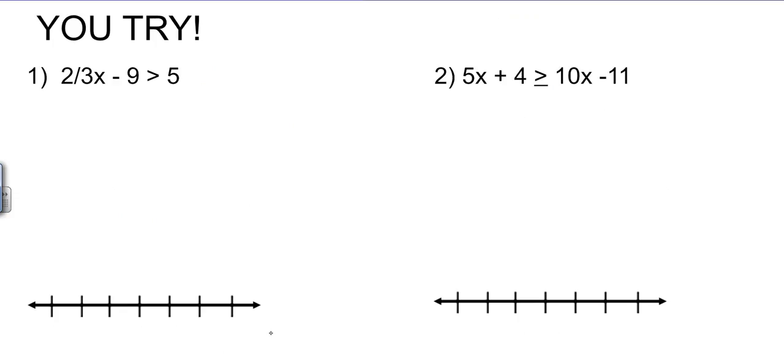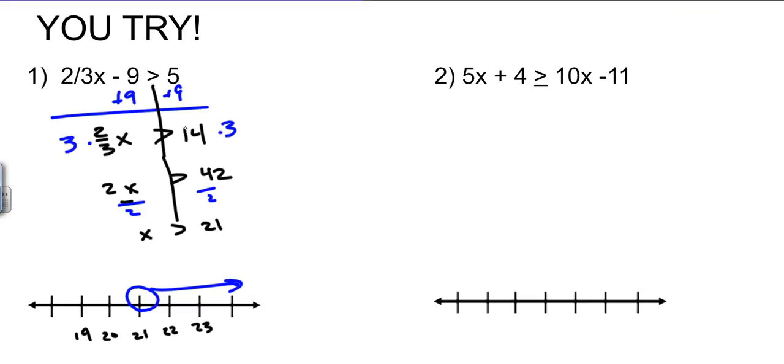I have 2 examples for you to try. Pause the video, do the first one, check to see how you did it, maybe go back and look at one of the examples if you got it wrong, then unpause it, or pause it again and do the second problem. And then you're not done here. There's still another slide, so just go ahead and pause it and work these 2 problems.